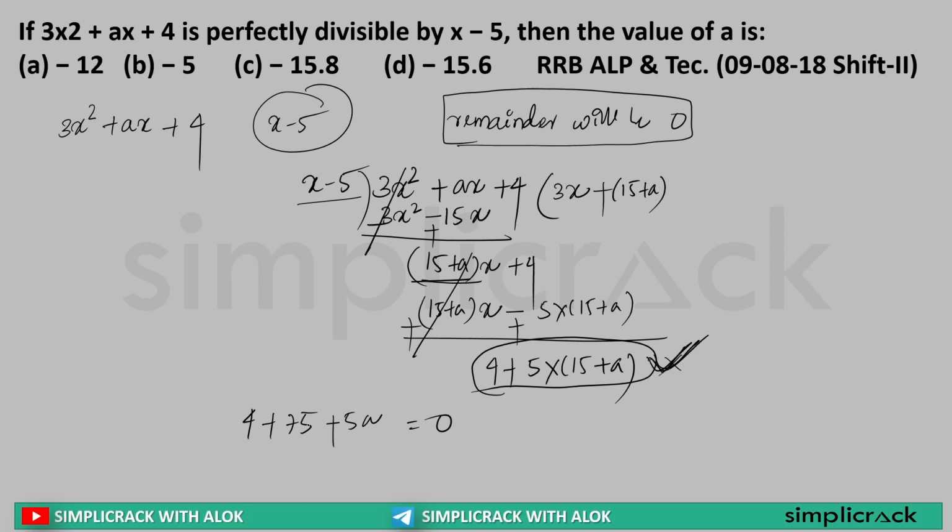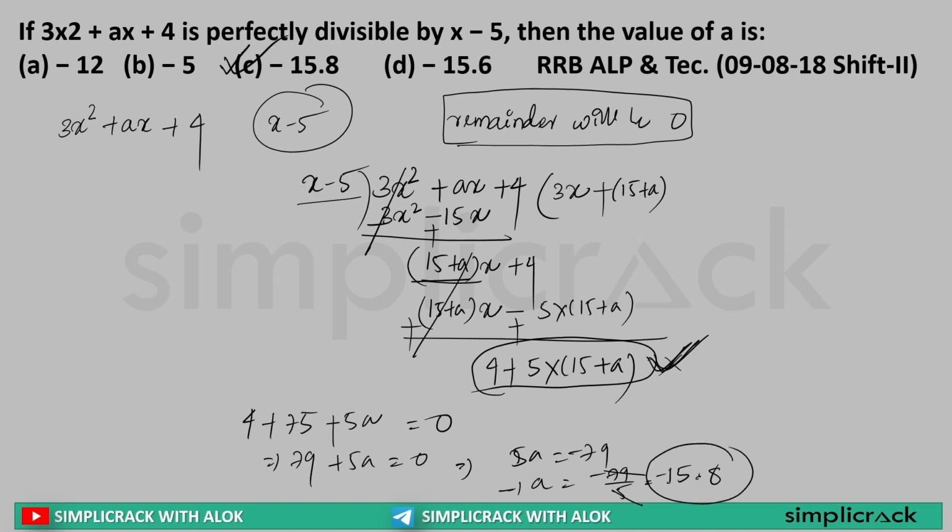Now 4 plus 75 is what? 79. Plus 5a is equal to 0. So now I can write 5a is equal to 79, or a is equal to 79 by 5. If I divide it, 5 ones are 5, 5 2s are 10, 5 5s are 25, 5 5s are 25, 5 8s are 40. So a is equal to what? Minus, this is minus 79 because plus 79 comes to this side. So the answer is what? A is equal to minus 15.8.